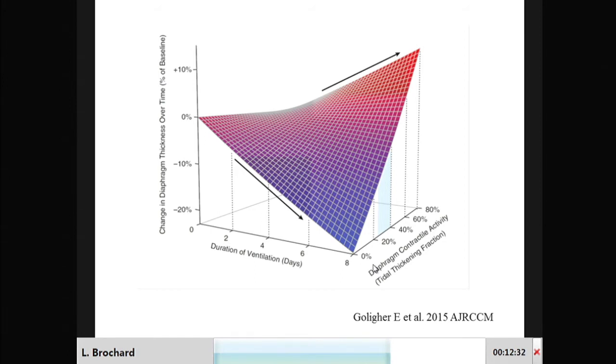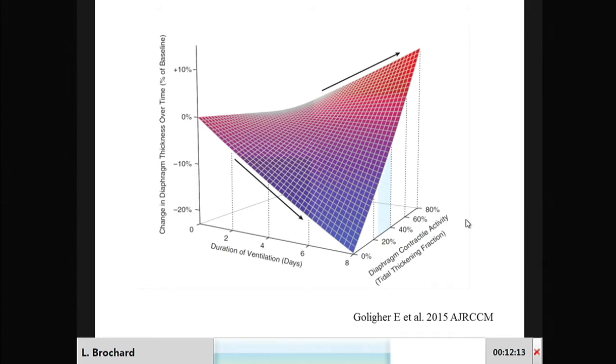So we don't only have one factor, which is time, on which we cannot play a lot. We also have a factor on which maybe we can play, which is how much diaphragm activity the patient is performing each day.